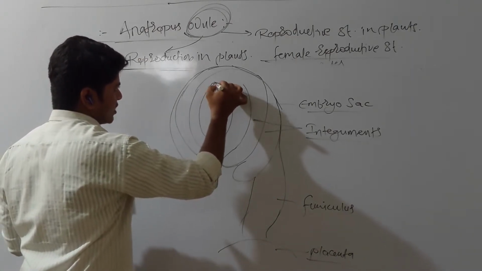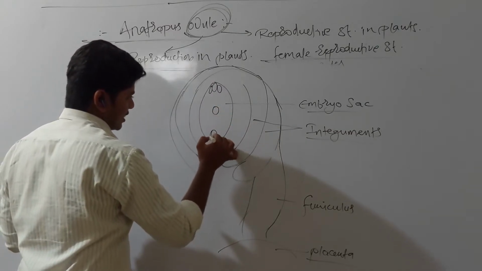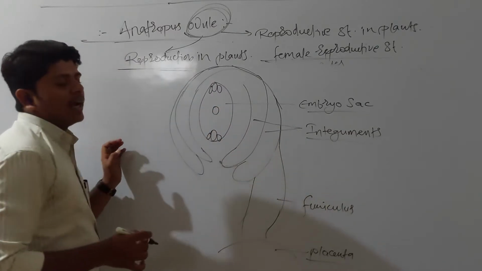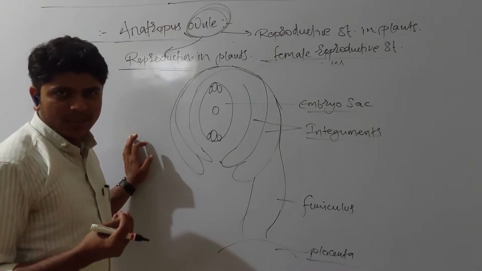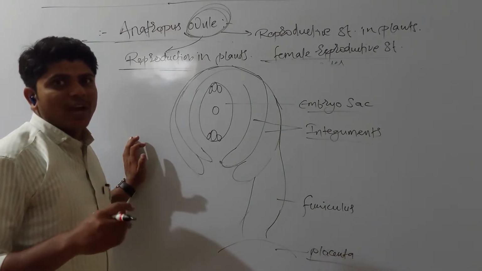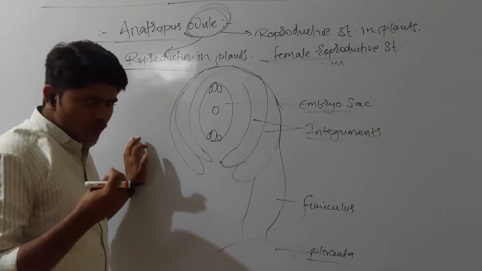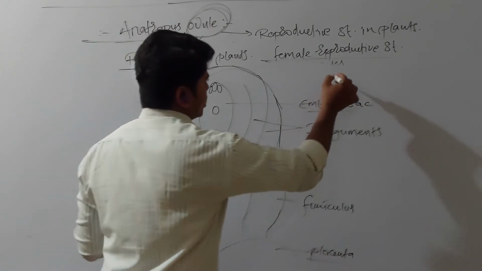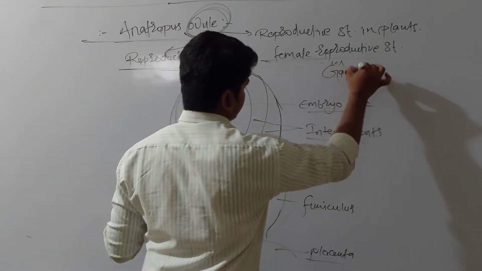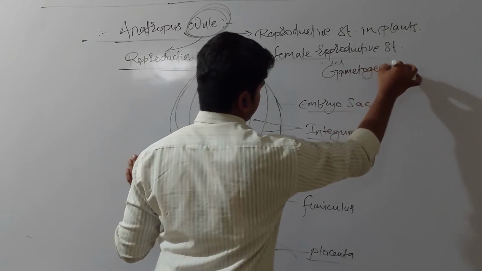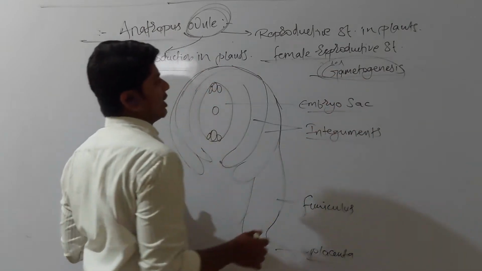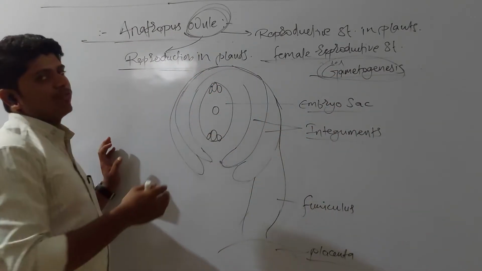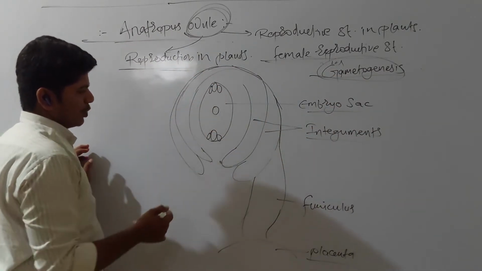The embryo sac has basically 7 cells. It is a 7-celled, 8-nucleated structure. Why am I saying 8-nucleated? To get that answer, you have to study gametogenesis. That is a whole other topic by which the gametes are formed. So this is the embryo sac.